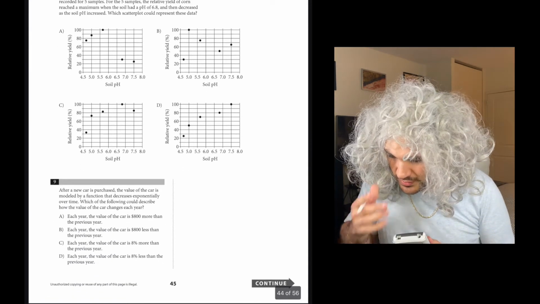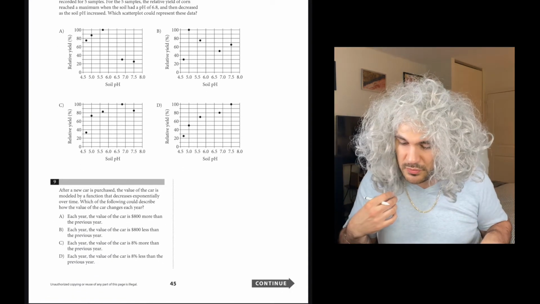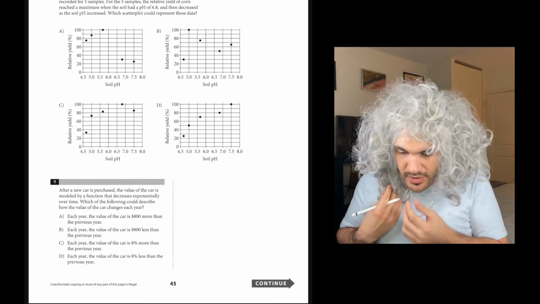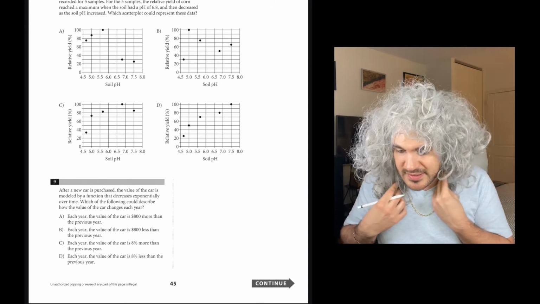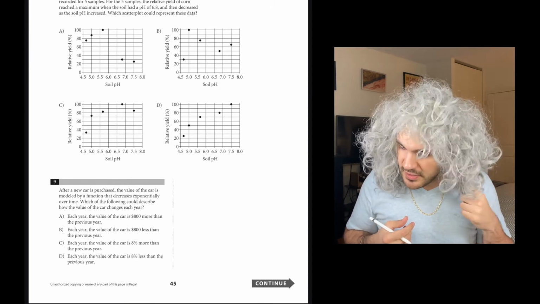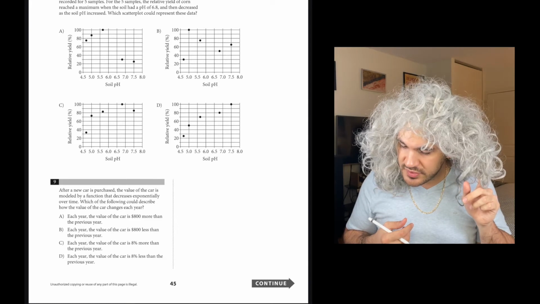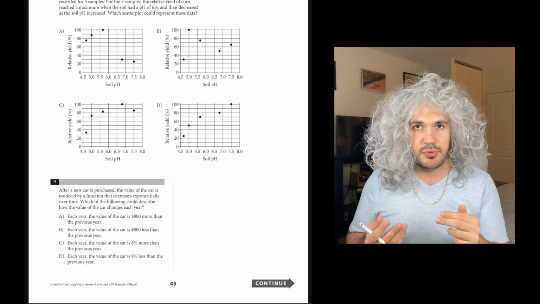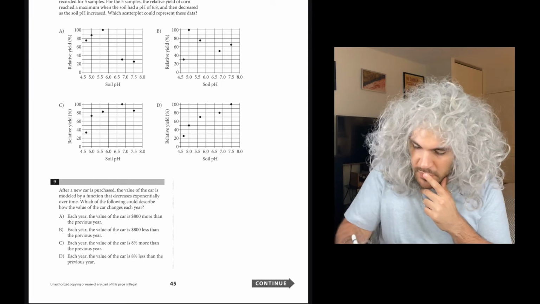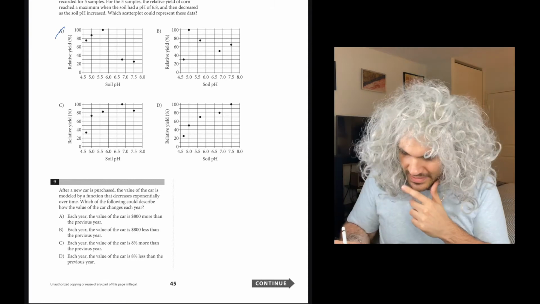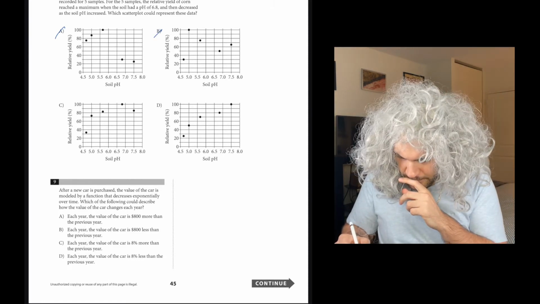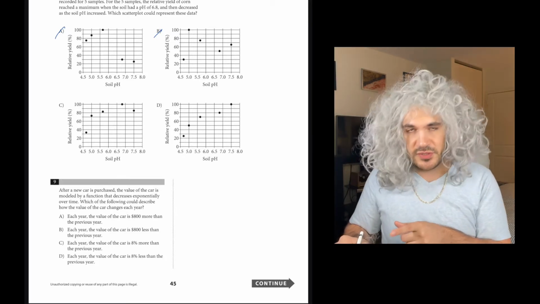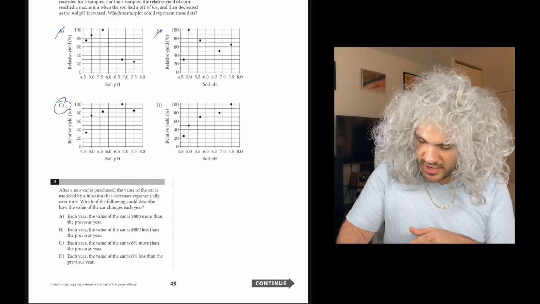A relative yield of corn expressed as a percent in soil pH recorded 5 samples. Okay, and then it said that the relative yield reached a maximum when the soil was 6.8 and then decreased. Which one shows this? Okay, so we just picked the one that shows the peak being at 6.8 and then going down. So that's clearly not A, clearly not B. C looks like it works, and D, it goes higher after it reaches it. So D can't be it, so C is our answer.